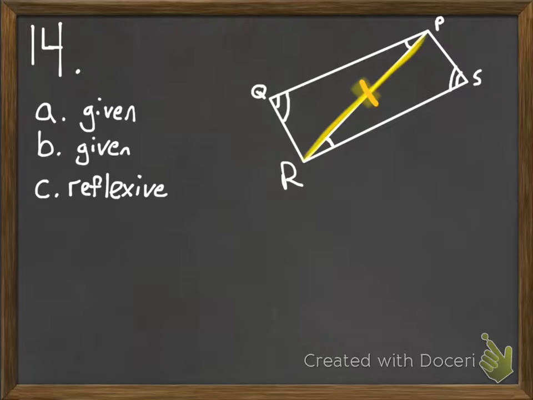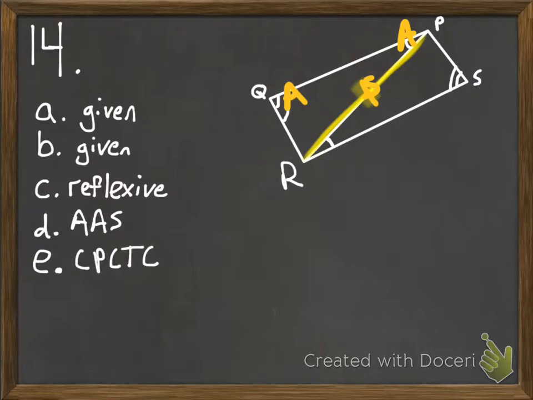D says that these two triangles are now congruent. Triangle PQS is congruent to triangle SRP, and that would be according to, sorry, I'm adjusting my picture, angle, angle, side. So if we go in order, it's angle, angle, side. And then E says that PQ is congruent to SR. PQ is congruent to SR. And the reason for that would be CPCTC: corresponding parts of corresponding triangles are congruent.